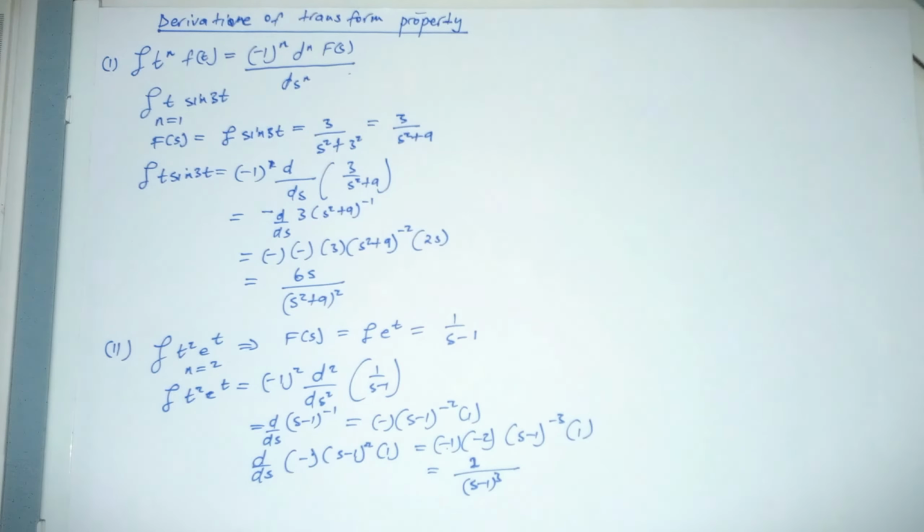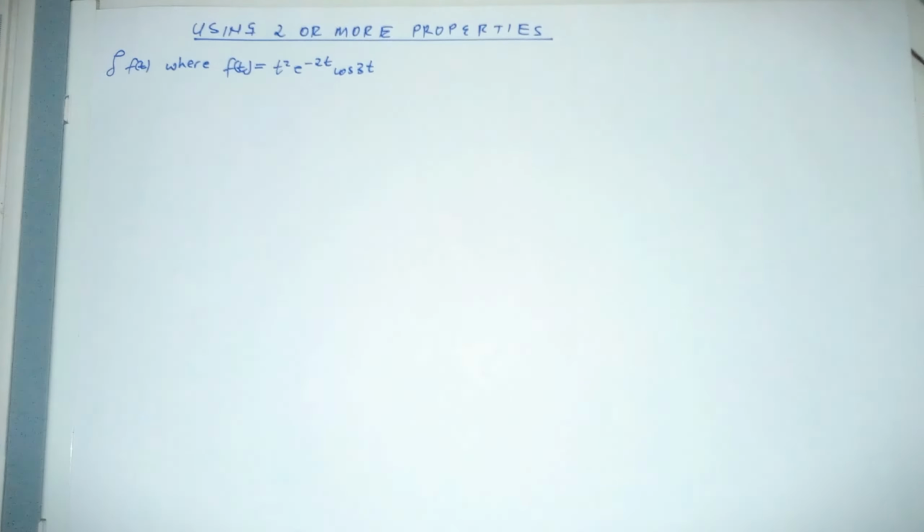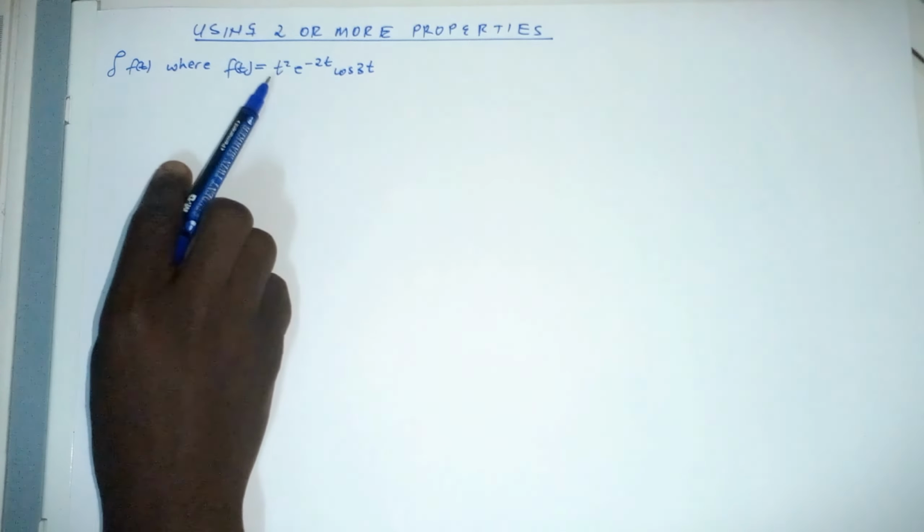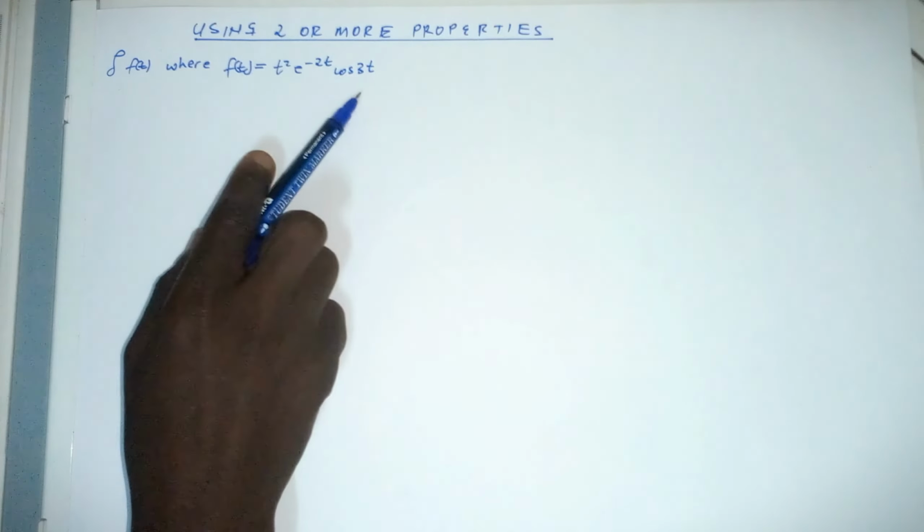Okay, and now we're moving to the last section, where I want to find the Laplace transform using the combination of the properties we have learned so far. On our last part, we're going to use 2 or more properties. So this is the type of problem where we are going to use a combination of properties. In a given problem like this, remember we have 2 functions: t squared, e to the power negative 2t, and cos 3t.